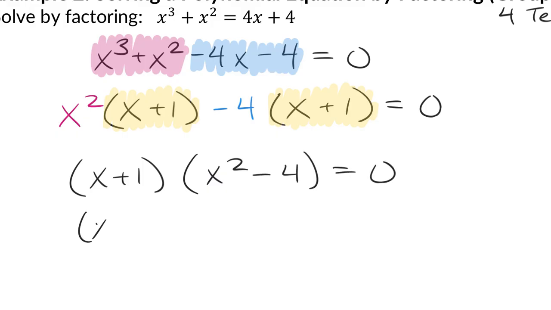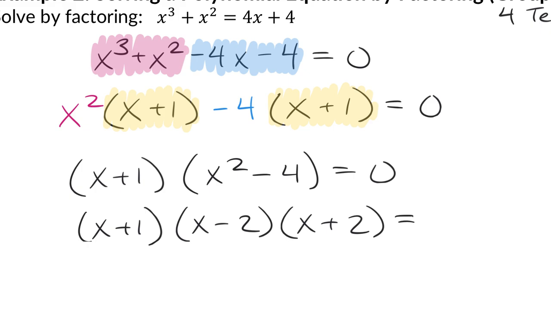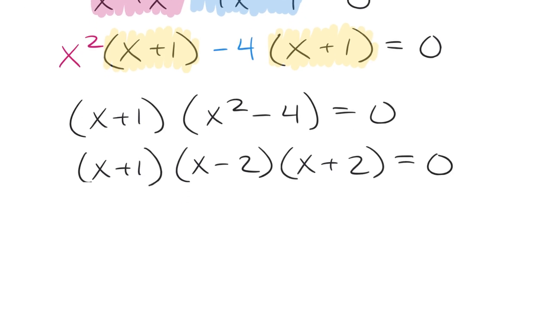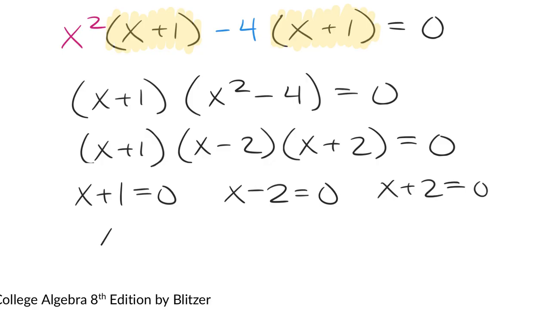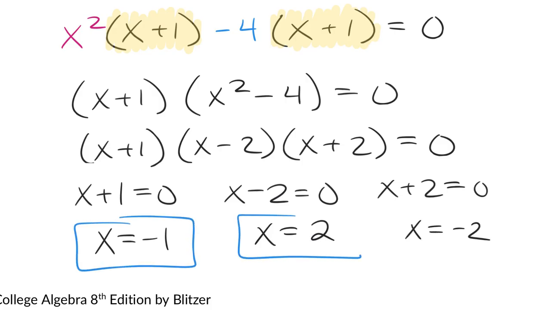I notice again that I have the difference of 2 squares. I can factor. And once everything is as completely factored as possible, you'll use the zero product property to take each individual piece, set it equal to 0, and solve. So this is x equal to negative 1. This is x equal to 2, and x equal to negative 2. There are my zeros, or my solutions to this equation.